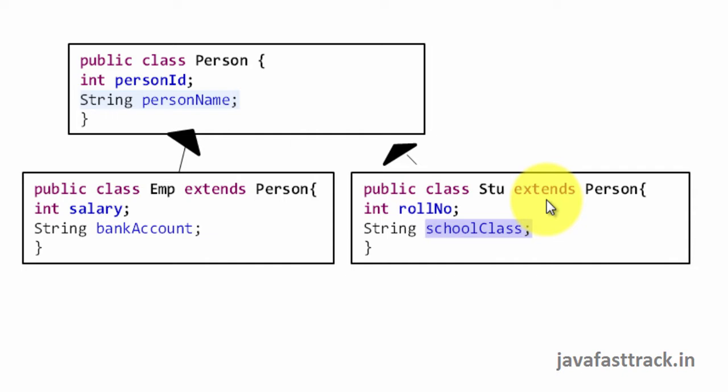Now if you want to persist the data from the person class, the data from employee class or the data from student class, when we talk about storing the data from this inheritance hierarchy into the database, you have to choose any one of the 3 strategies. The single table strategy, the table per class strategy or the joined strategy.